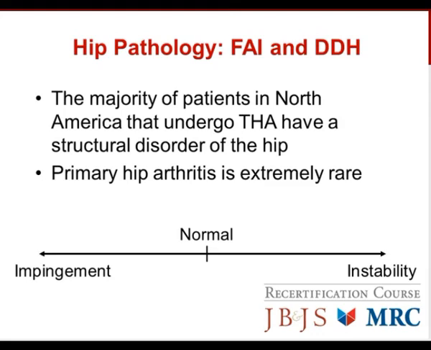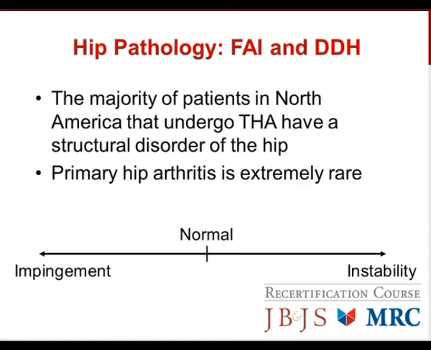When we talk about young adult hip pathology, the major categories here are femoral acetabular impingement and dysplasia of the hip. These are important from the adult reconstruction side because the majority of patients in North America probably have some degree of underlying impingement or DDH. And remember that these are two ends of the spectrum. On one end of the spectrum you have the FAI hip, which is overconstrained, that impinges. On the other end of the spectrum you have the unstable hip or the dysplastic hip.